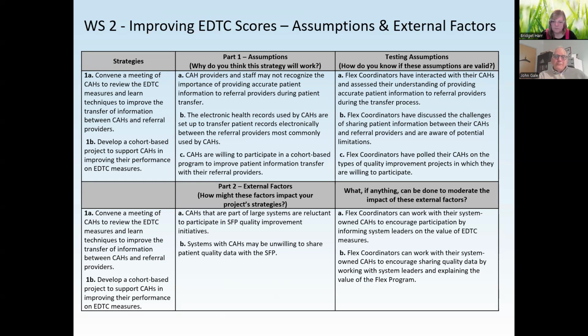Then finally, what are the external factors? We know that some CAHs are part of large systems that are reluctant to participate in state flex program quality improvement initiatives. And are CAHs willing to share patient quality data with the state flex program? All of these are helpful to know and to monitor. And this requires some work with system-owned CAHs and beginning to implement a process to protect the confidentiality of their data. It's fine to share it among each other, but is there a way to make sure that doesn't get out beyond the cohort?